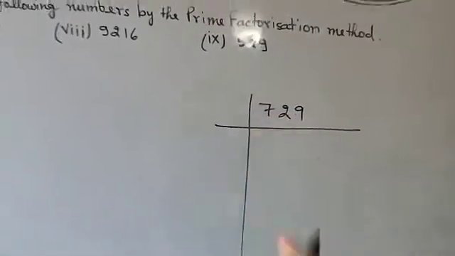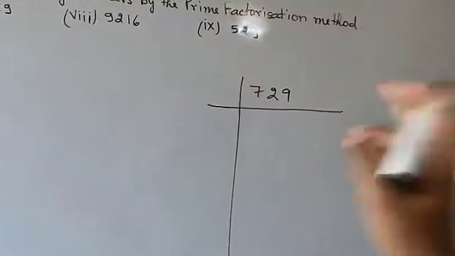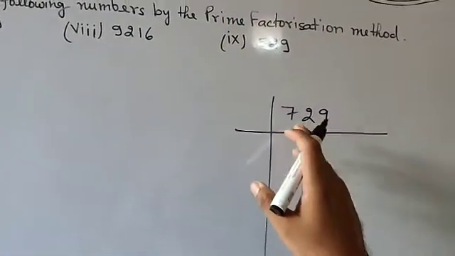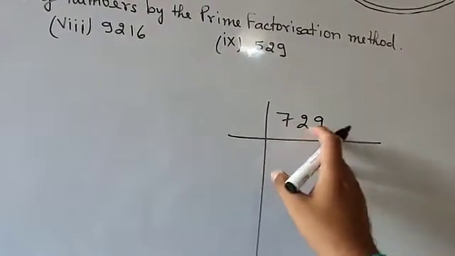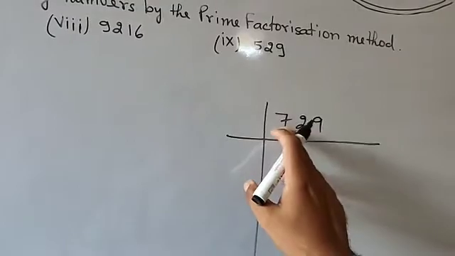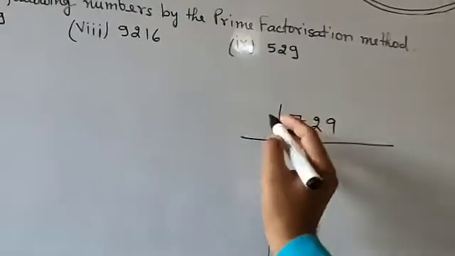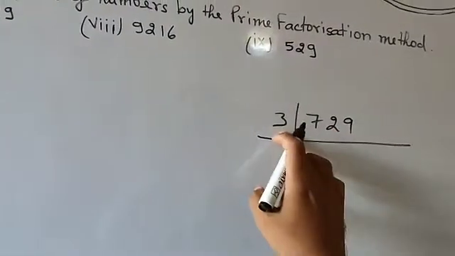The number is not divisible by 2, so you will check for 3. What is the divisibility rule of 3? You add the digits, and if the sum is divisible by 3, then the number is also divisible by 3. So 7, 2, 9 is 18. It means it is divisible by 3. So here it is 3.